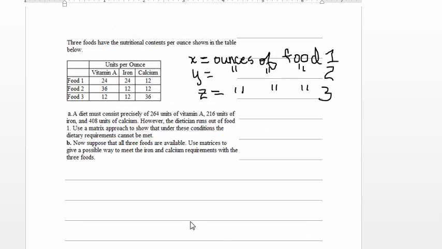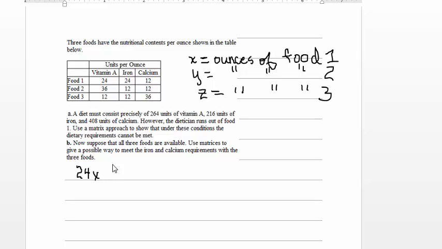All right, in part B, suppose all 3 foods are available, and I want to use matrices to give a possible way to meet the iron and calcium requirements with the 3 foods. Alright, so I'm still going to let X be the ounces of food 1, Y the ounces of food 2, and Z the ounces of food 3.